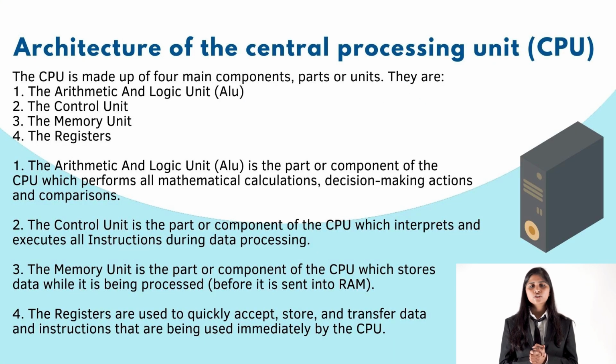Now coming to the next topic. Our next topic is the architecture of the central processing unit. We will see the structure of the CPU and the components of the CPU. The CPU is made up of 4 main components: first the arithmetic and logic unit, secondly the control unit, third the memory unit, and fourth the registers. Now we will discuss these in brief.